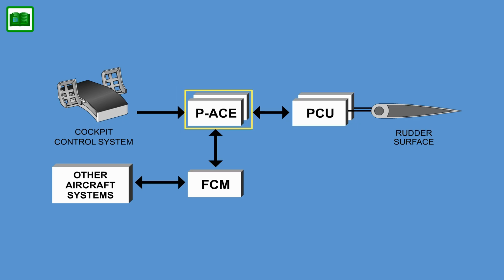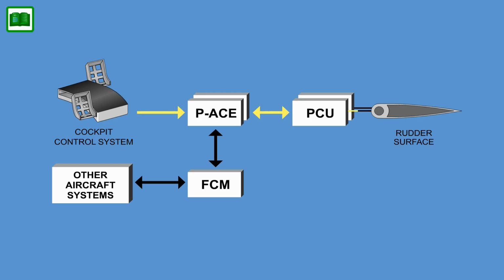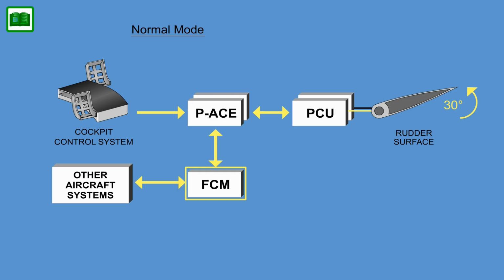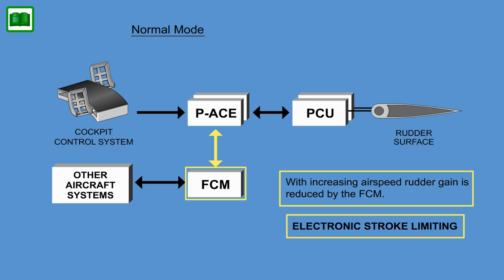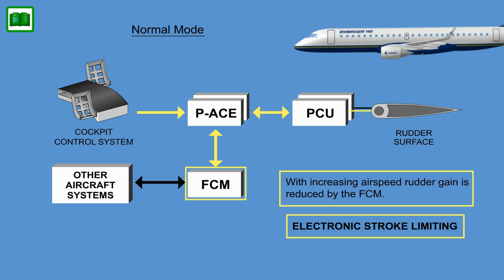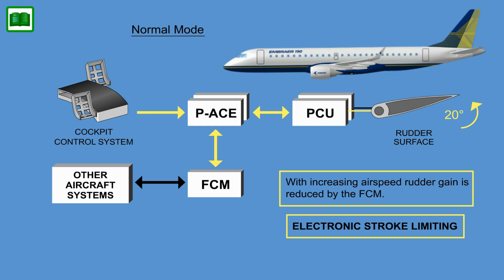In direct mode, the primary ACE units incorporate a fixed gain schedule to command the amount of rudder surface movement according to the pilot pedal input, producing 30 degrees of surface motion with full pedal input. With the rudder control system operating in normal mode, the flight control modules add further high-level functions to the pilot pedal inputs. With increasing airspeed, rudder gain is reduced by the flight control module in order to compensate for the increase in rudder effectiveness and providing structural protection to the rudder surface, vertical fin, and empennage.